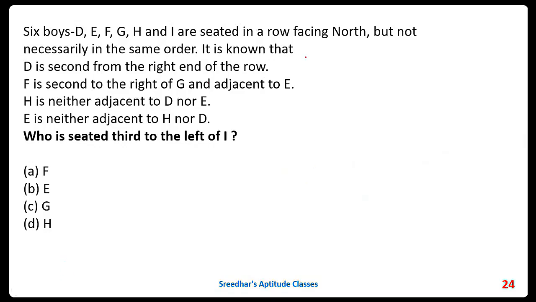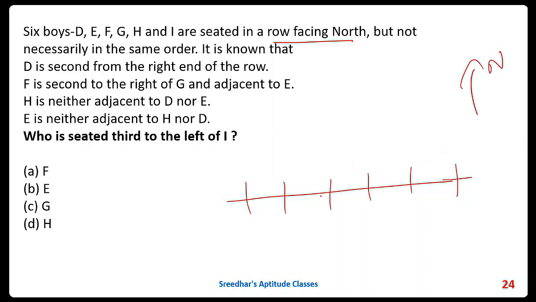So here 6 boys are sitting in a row facing north. 1, 2, 3, 4, 5, 6, and these are all facing north. D is second from the right end of the row. So this is the right end of the row, and this is the left end of the row. D is second, 1, 2, second from the right end of the row.